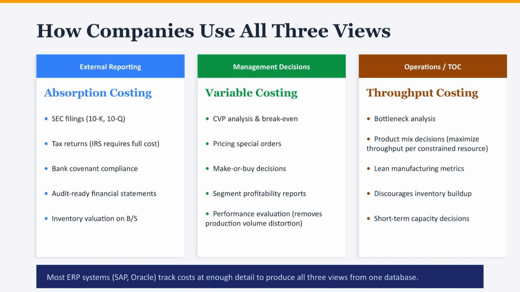If internal managers are making operating decisions, pricing, make or buy, evaluating segments, use variable. Income tracks sales, not production. No overproduction incentive. If the operations team is managing bottlenecks and capacity, use throughput. Focuses on the constraint. Maximizes throughput per scarce resource.